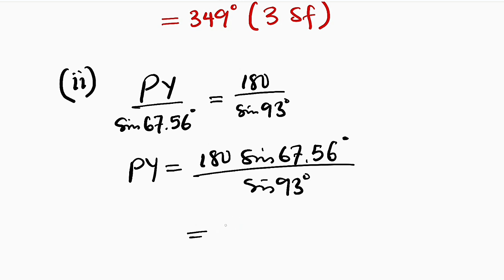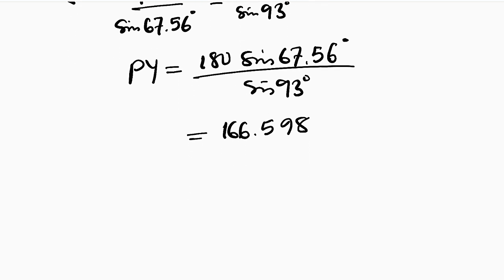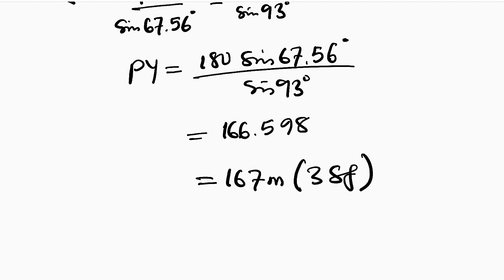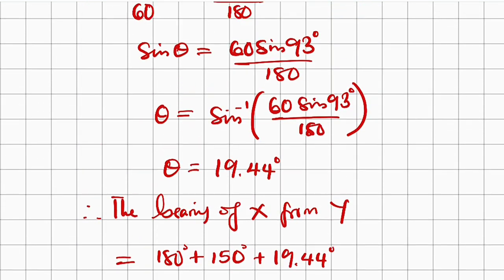According to my calculator, this is 166.598 and so on, in three decimal places. But they said three significant figures. So this is 1, 2, 3. The next digit is 5 or more, so you round this up to 7. So this is equal to 167 meters. Then you write three significant figures. And yeah, we have solved the question entirely.